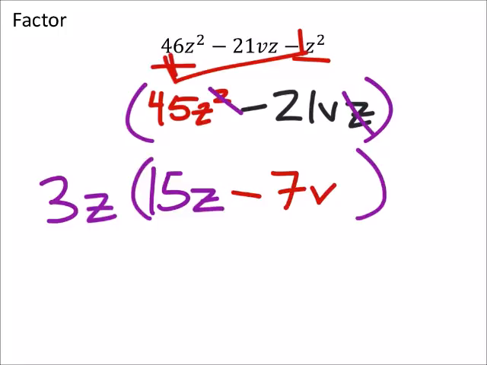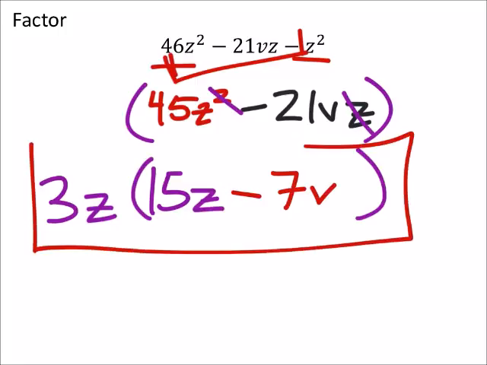I don't see anything else that we can do on this. I don't see any perfect squares, perfect cubes, and no other common factors between 15 and 7. It's done.